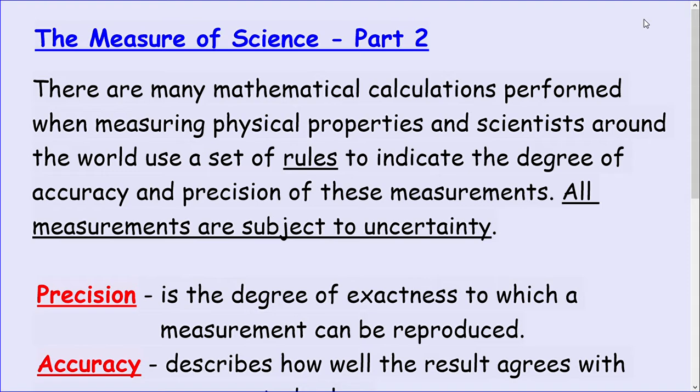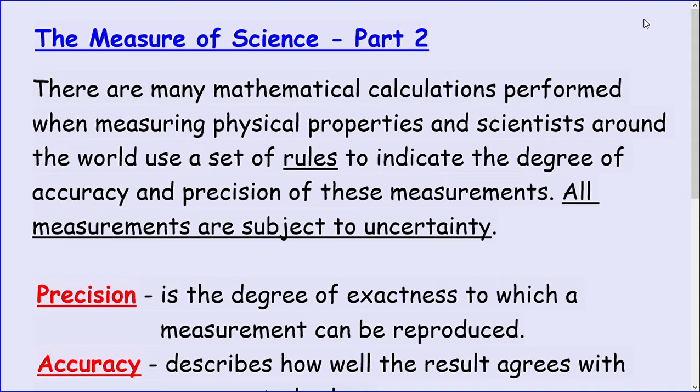When we get into the second part, it deals a lot with taking a look at numbers, seeing which values to keep and which ones to eliminate because of, say, error or rounding error. There are many mathematical calculations performed when measuring physical properties, and we use the same set of rules across the board, so there's no discrepancy from one scientist to another, from one student to another.